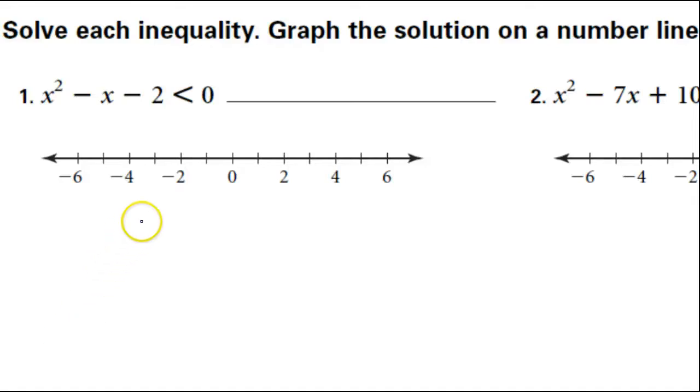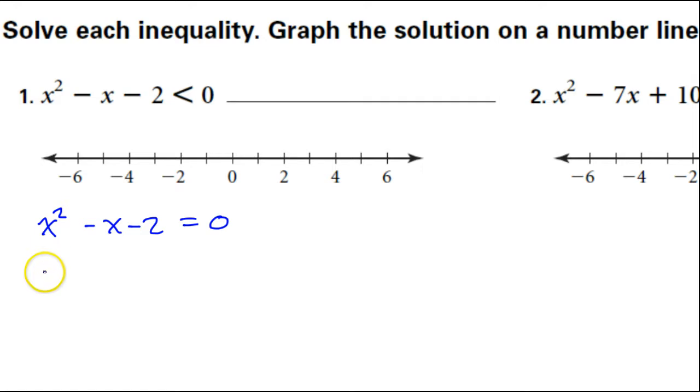In this video, I will show you how to solve quadratic inequalities such as this one. The key is to start by solving the related equation x squared minus x minus 2 equals 0. Because if you can determine the points where the function equals 0, it's easier to find where it's less than 0 or where it's greater than 0.